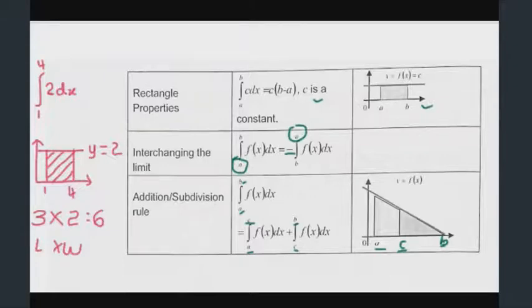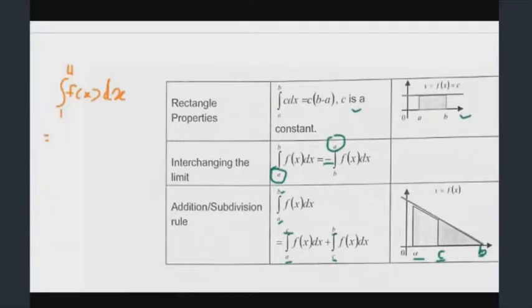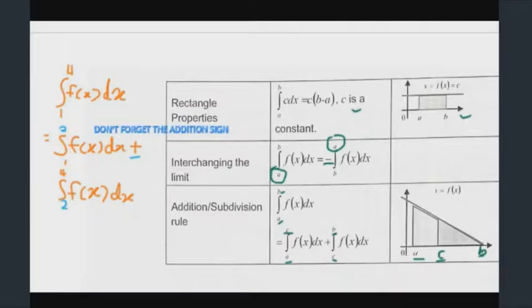So let me give an example for this. If I have an integral from 1 to 4 of f(x) dx, I can split it at 2 and it will be the integral from 1 to 2 of f(x) dx plus the integral from 2 to 4 of f(x) dx. So this is the graph, then c will be 2 and this will be 1 to 4.